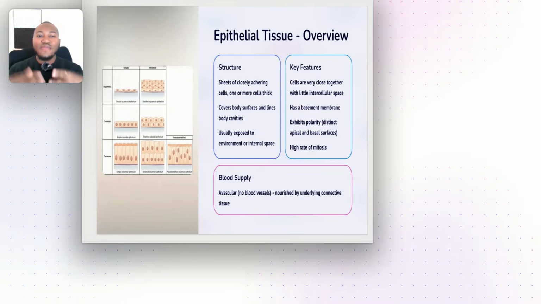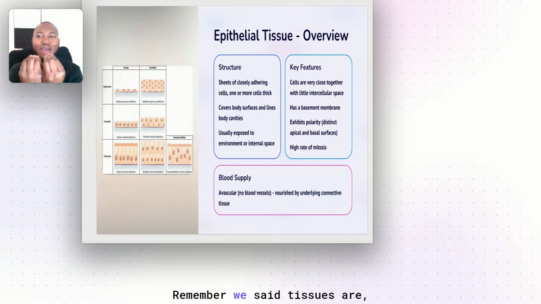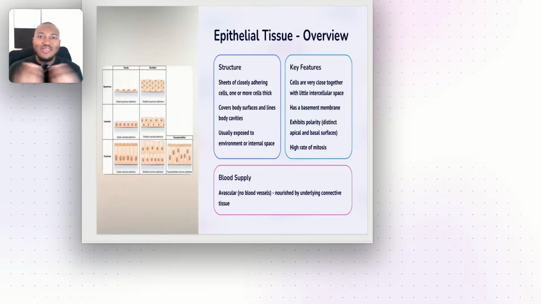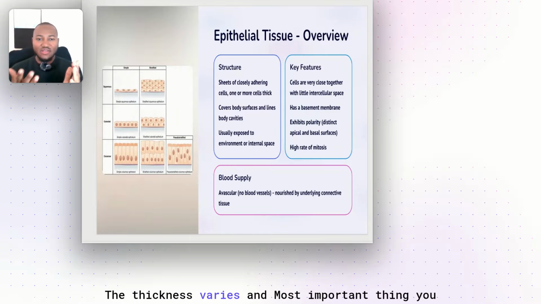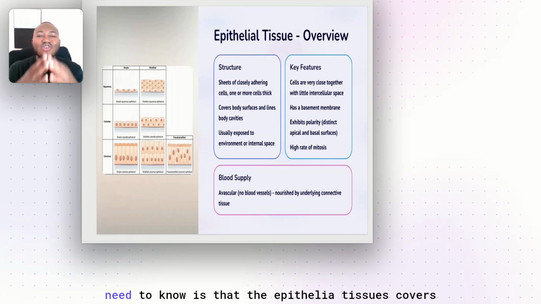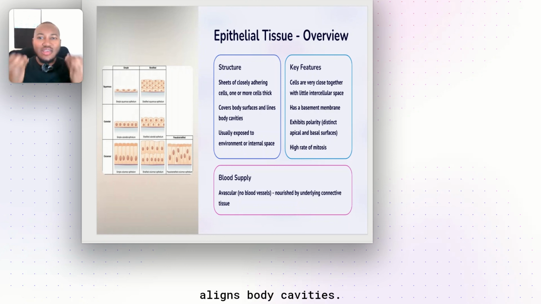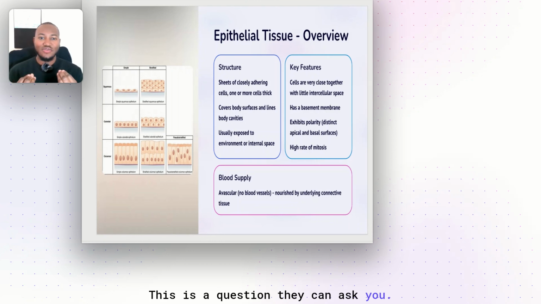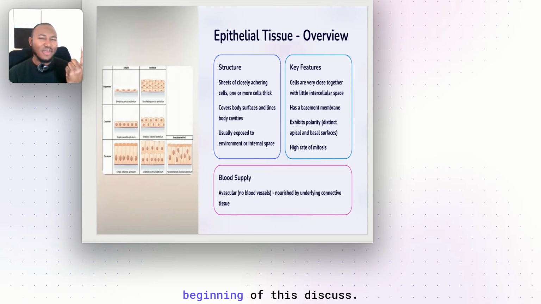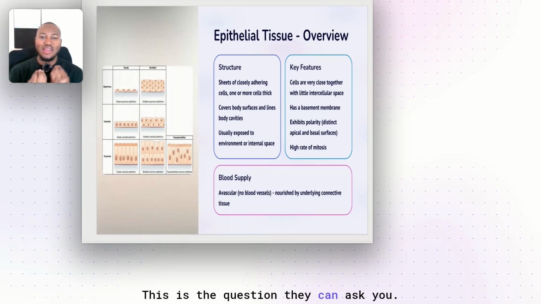Now, the structure. Epithelial tissues are cells. Remember, we said tissues are made up of what? Cells. These cells are joined together. All right? The thickness varies. And the most important thing you need to know is that epithelial tissue covers body surfaces and lines body cavities. This is a question they can ask you. Remember one of the questions I mentioned from the beginning of this discourse?